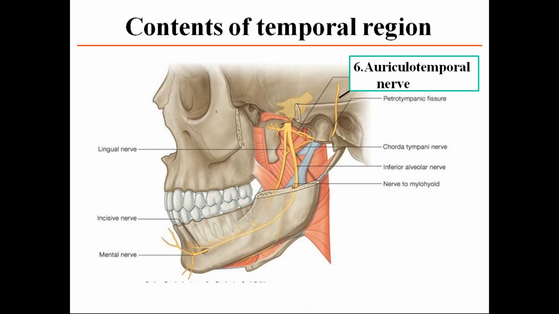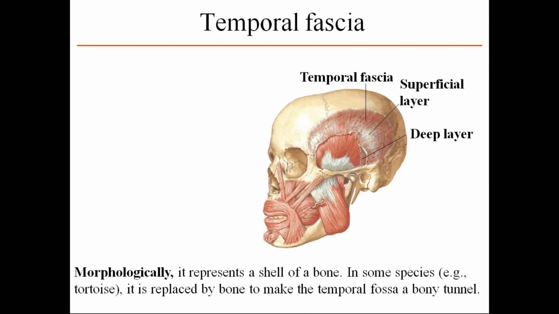Now I am going to take detail only about the temporal fascia. So what is the temporal fascia? The temporal fascia is a tough fibrous sheet which covers the temporalis muscle in the temporal fossa. It is attached above to the superior temporal line and below to the zygomatic arch. In the upper part it is a single layer, but as it comes lower, it splits into two layers, a superficial layer and a deep layer. Both layers are attached to the inner and outer lip of the zygomatic arch.